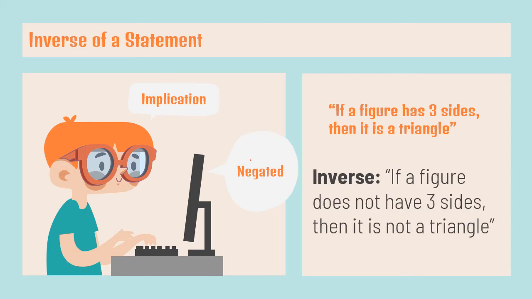So the inverse of this is, if a figure does not have three sides. Since the statement said, if a figure has three sides, the inverse of this is does not have. So we're just going to add "does not." Then it is a triangle. So the inverse of this is not. Then it is not a triangle.